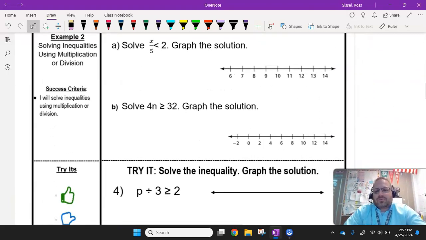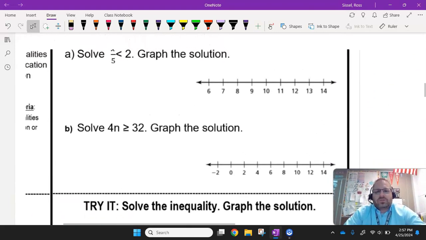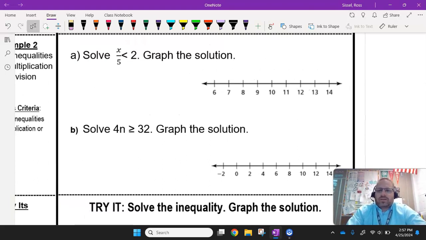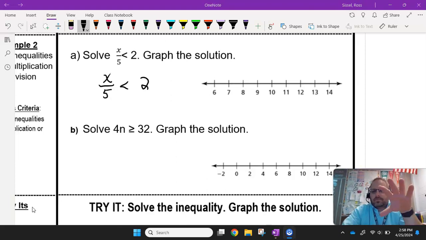In example 2, we are going to use just multiplying or dividing, so nothing changes. This first one says solve x over 5 is less than 2. So I know that means division, x divided by 5, but I'm going to rewrite this so I have a little room. So here's my rewrite.